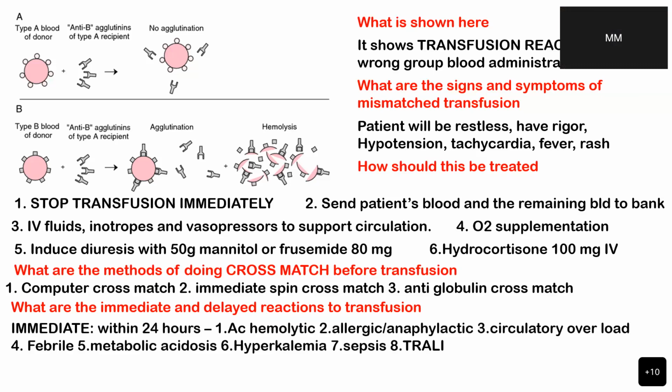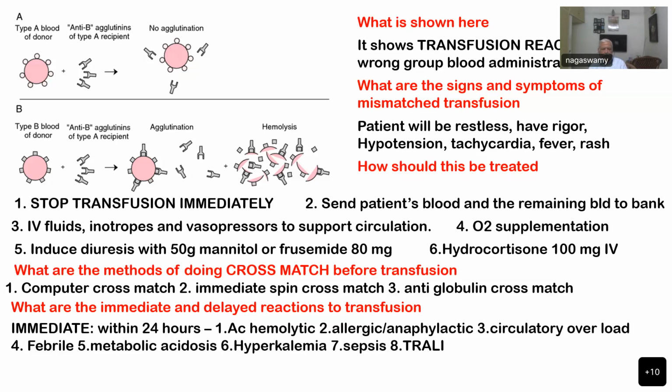So immediate, within 24 hours, you can get acute hemolytic reactions, you can get allergic or anaphylactic reactions, you can get circulatory overload, you can get fever, you can get metabolic acidosis, you can get hyperkalemia, you can get sepsis, or you can get transfusion related acute lung injury. Okay, these are the 8 things you have to remember. Acute hemolytic reaction, allergic anaphylaxis, circulatory overload, fever. Fever is the simplest and the commonest thing that can happen.